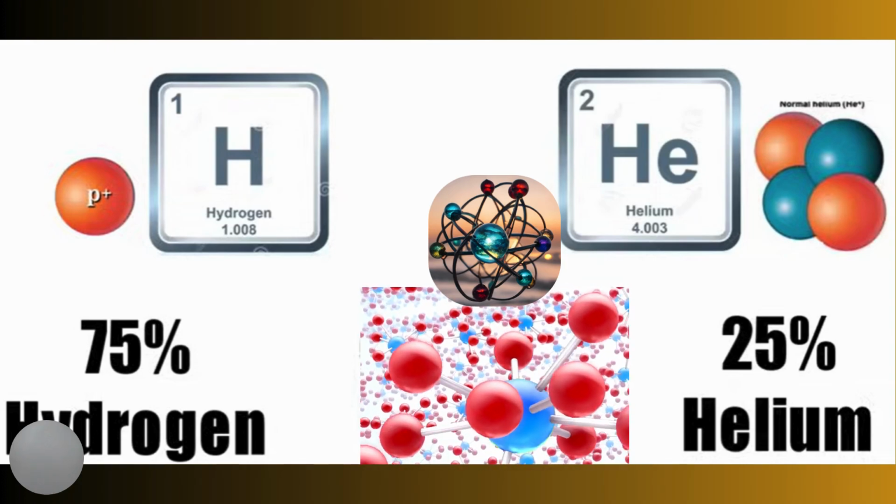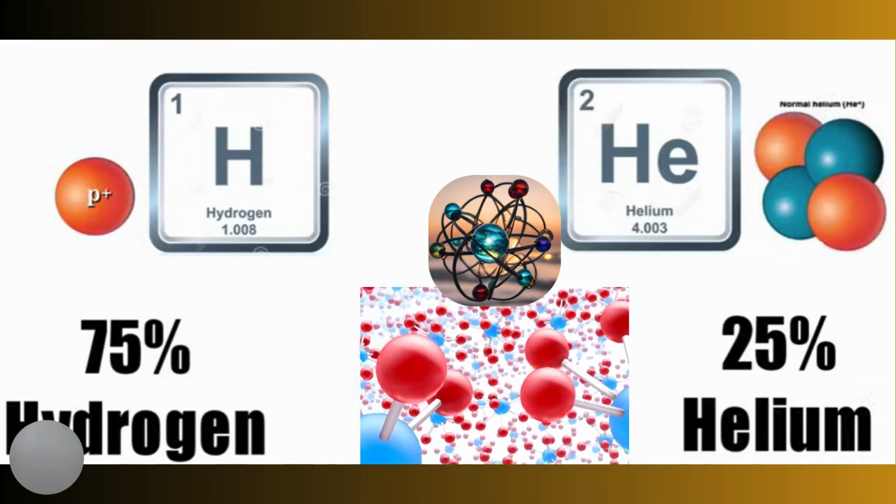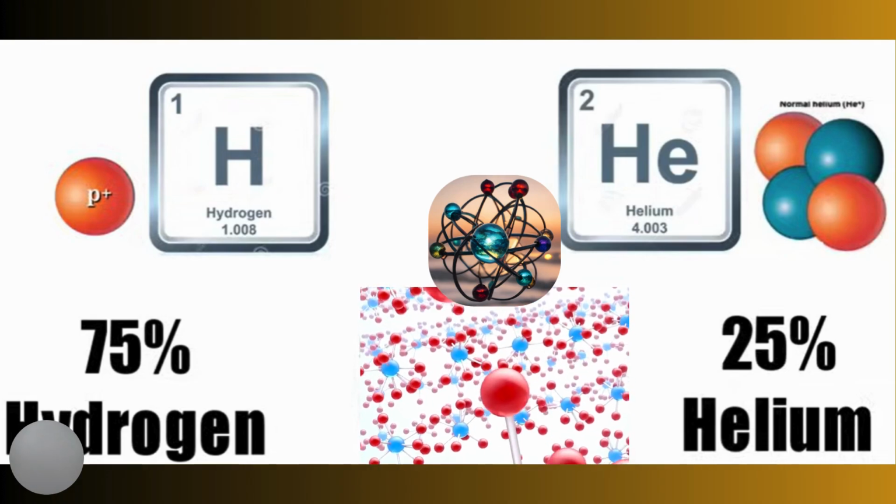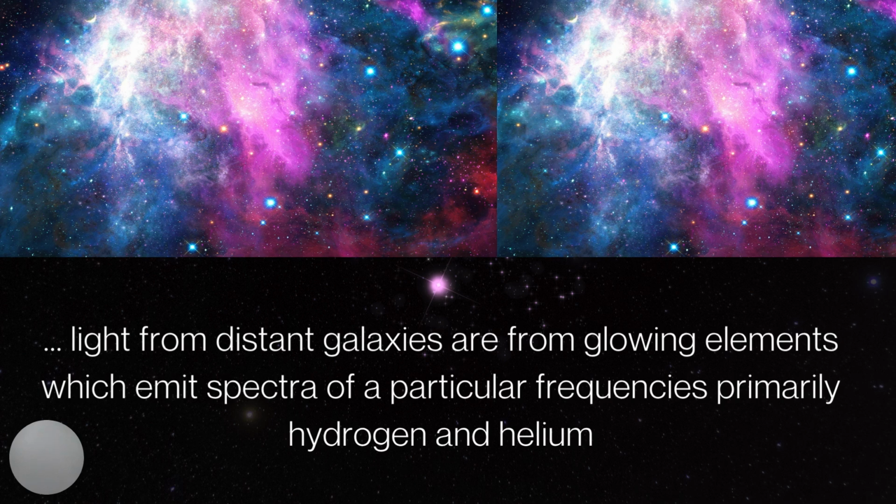Okay. In this universe, class, we have 75% hydrogen. Okay? And 25% helium. So light from distant galaxies comes from glowing elements which emit spectra of particular frequencies, primarily hydrogen and helium. If you search galaxy on Google, we have different types of galaxies. And our galaxy is the Milky Way, right? The Earth is in the Milky Way galaxy.